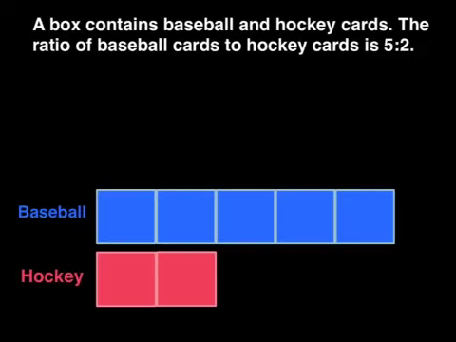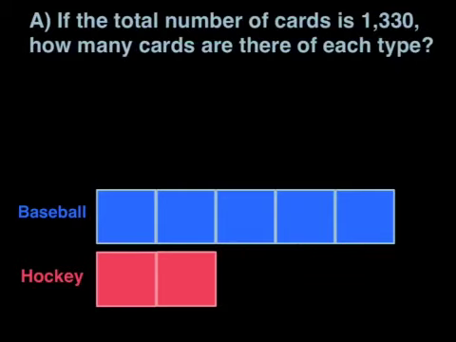Well, like I said in the other video, we love models, these visual models. So I have created one here. The box contains baseball and hockey cards at a ratio of 5:2. So we've got our 5 parts baseball cards to our 2 parts hockey cards. Now, if the total number of cards is 1,330, how many cards are there of each type?